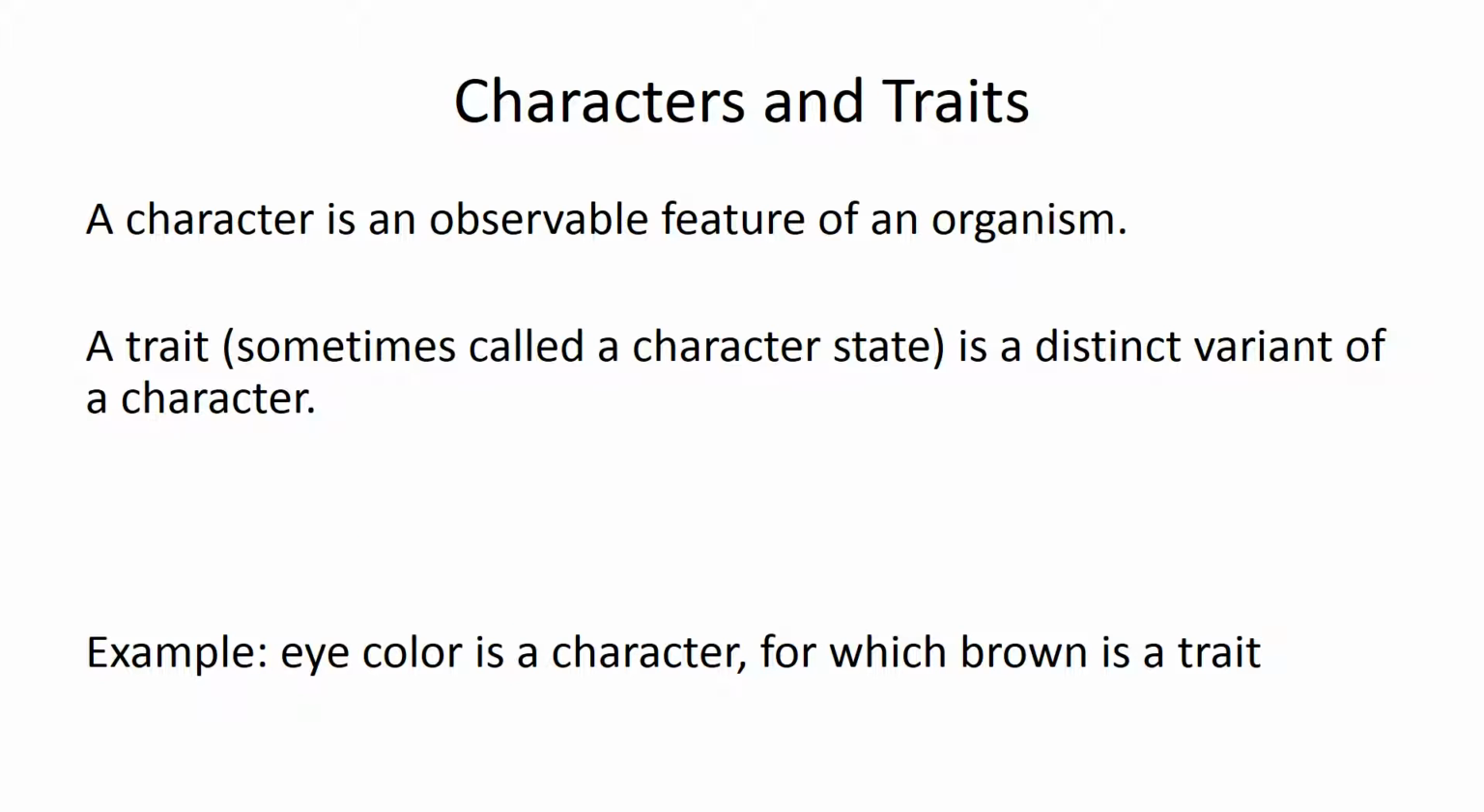Which brings us to a discussion of the terms trait and character. A character is an observable feature of an organism, while a trait is a distinct variant of a character. For example, eye color would be a character, for which brown would be a trait.